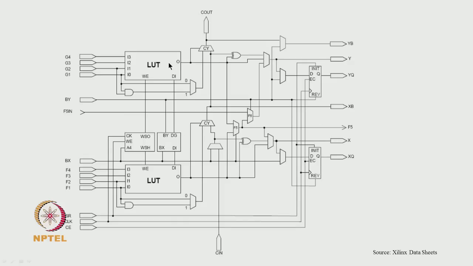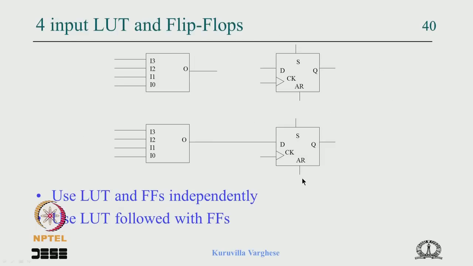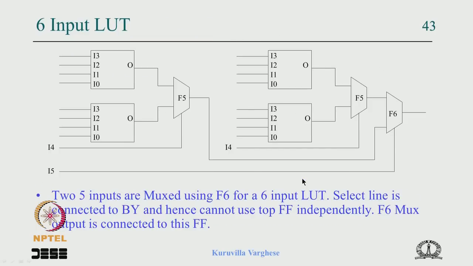So in a slice you can have 2 4 input lookup tables or a 5 input lookup table. In a CLB, because it has 2 slices, like 1 5 input here and 1 5 input here, which can be combined to make a total 6 input lookup table. So that is what we have discussed.